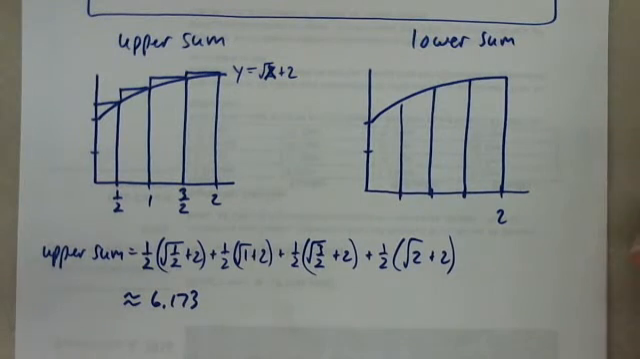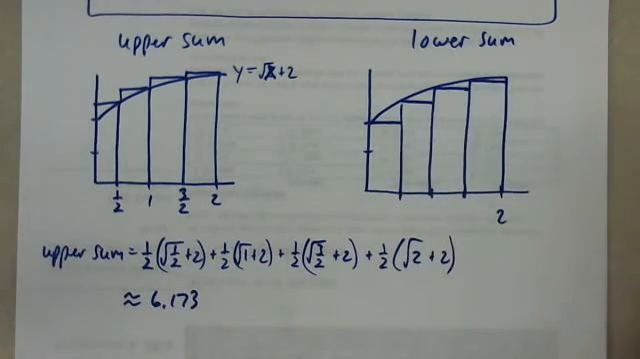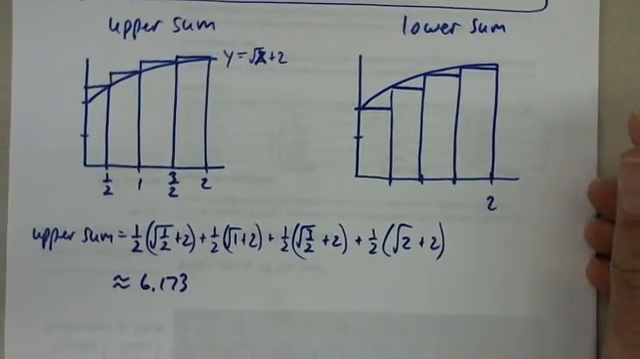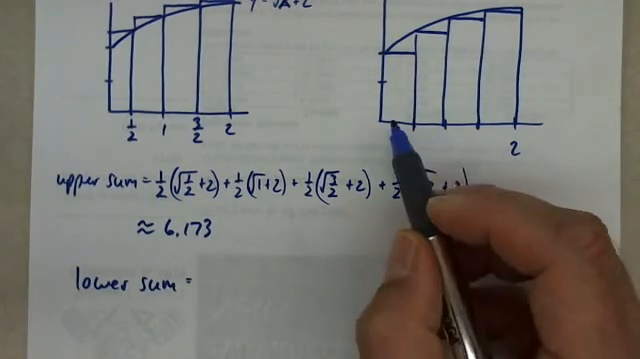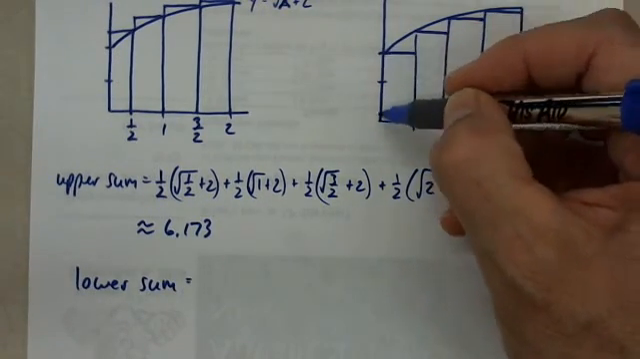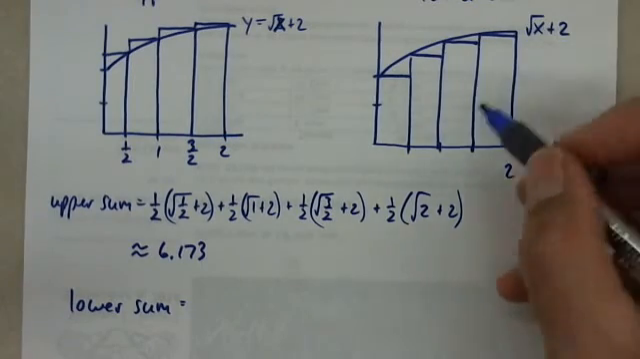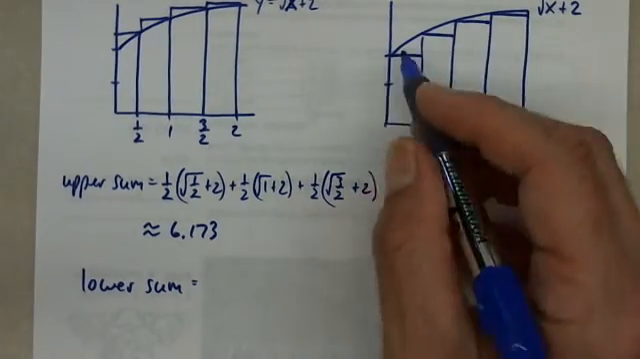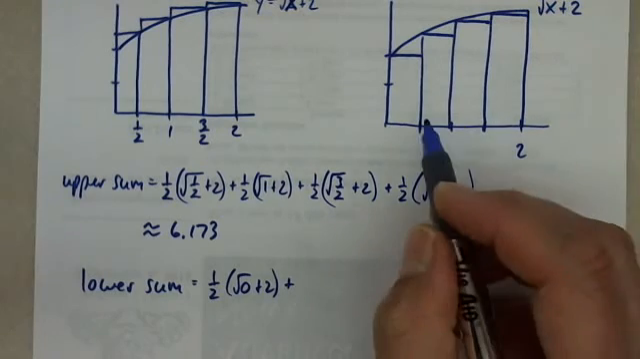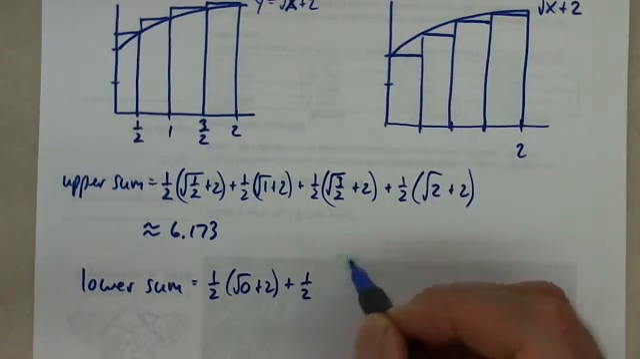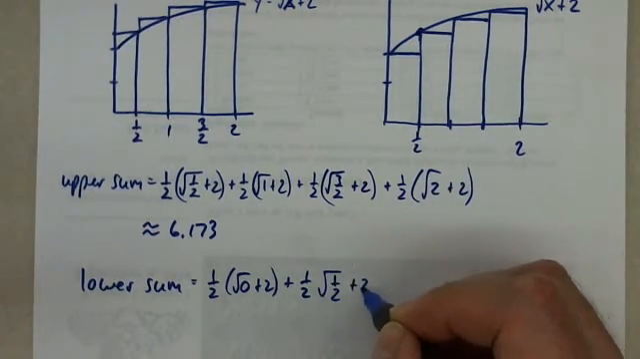Lower sum. The rectangles have to be below the line. And then we do the same thing for the lower sum. The base is 1/2, and the height is now over here. This height is 2. We can just go 0, square root of 0 plus 2. So we have the base is 1/2, height square root of 0 plus 2. We'll go to the next one. The base is 1/2. The height is right here at 1/2. Square root of 1/2 plus 2.